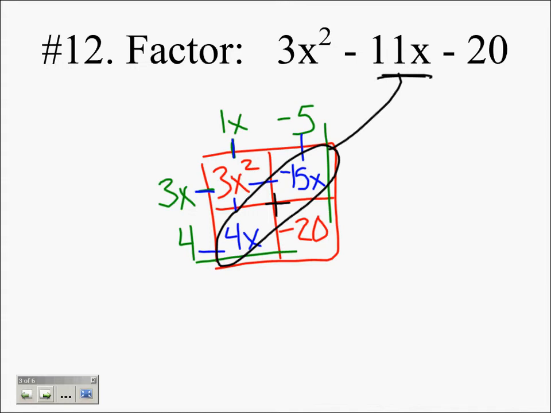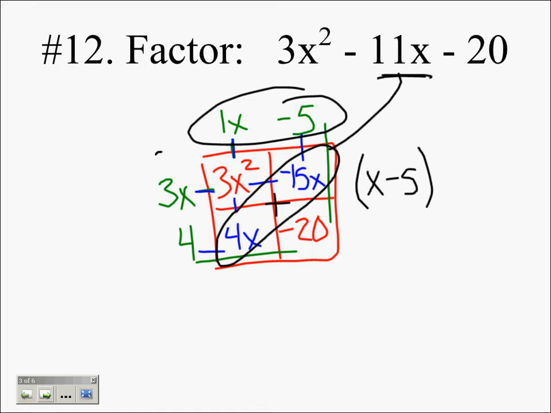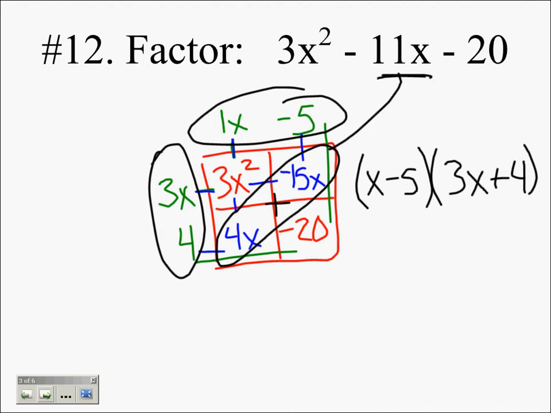So I am done. If they did not add up to the middle term, you need to try other things on the outside. Trial and error. Switch it up and try something new. Okay, so my answer sits right here on the outside. My first factor is x minus 5. The 1 is not necessary. My second factor is 3x plus 4 because that 4 is positive. And you've factored your first trinomial.